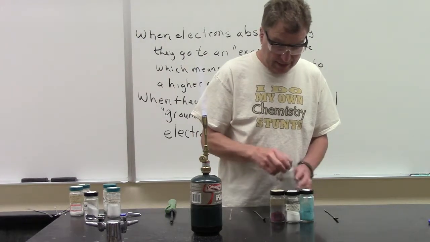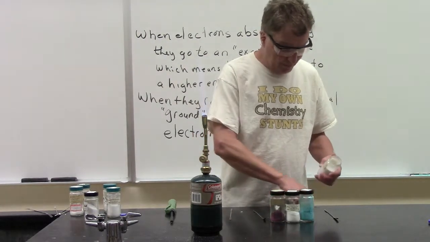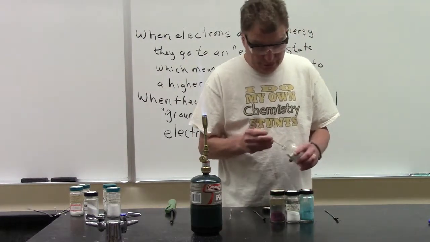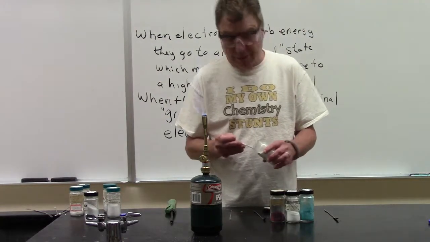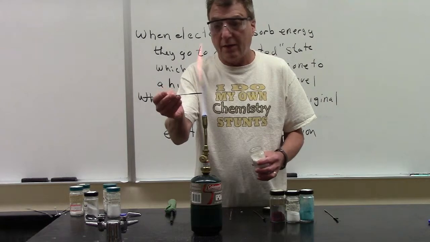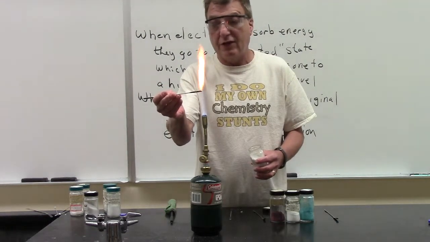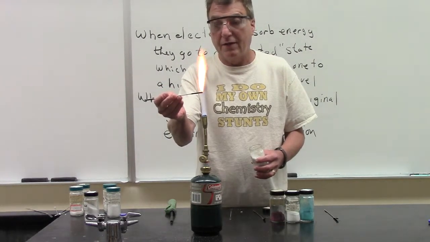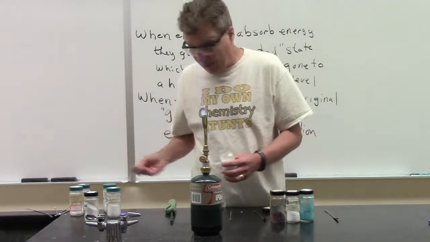Let's take a look at calcium chloride. This is often sold in pool supply stores. It increases hardness in a pool or a spa. We get kind of an orangey color here. And again, these are all unique to every element.